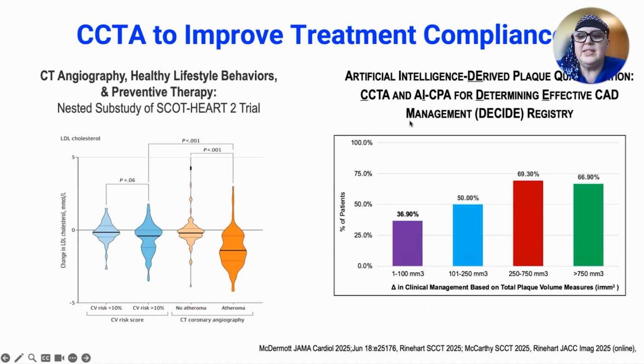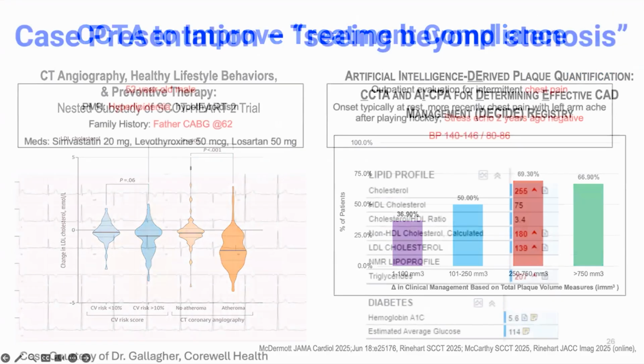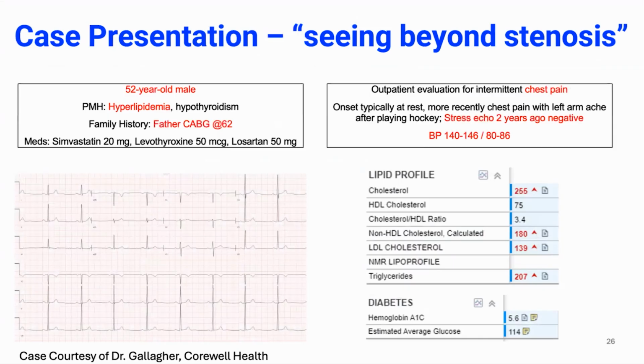What we saw in the DECIDE registry is it takes this a step further, where even after we see the coronary CT and presence of atheroma, we're still seeing a titration of medical therapy, especially as the plaque volume continues to increase. So how do we use this in a clinical case?